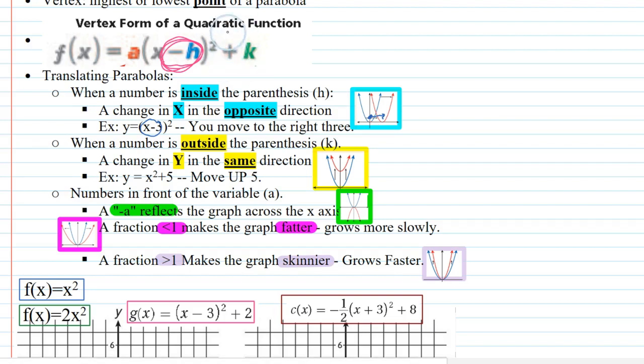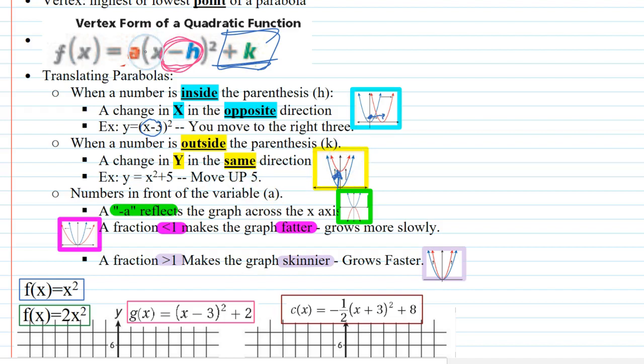Now the number on the outside, in this case the k, does whatever he wants. He's already outside. He's already in college. He's on his own doing whatever he wants. So he's going to move in the y direction, the same direction he says he's going. So if this says plus 5, that means we're going to move up 5 because he gets to do whatever he wants. Now, because he's outside the house, he's going to be moving in the y direction.